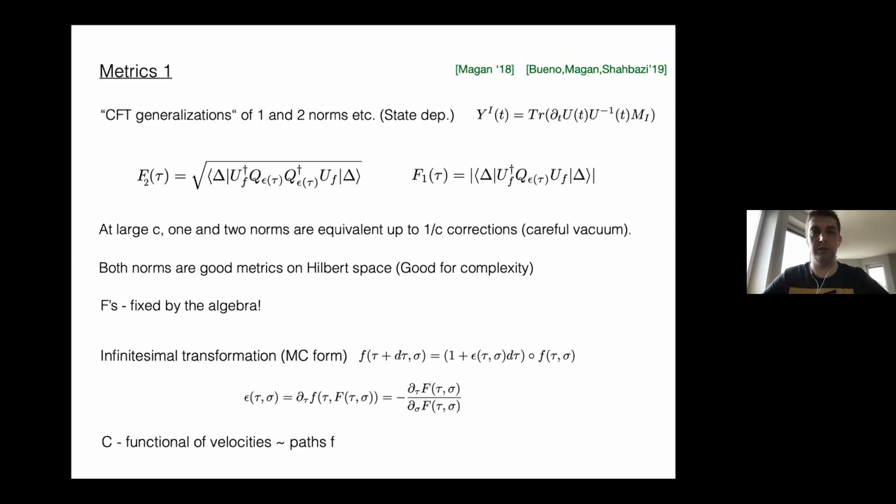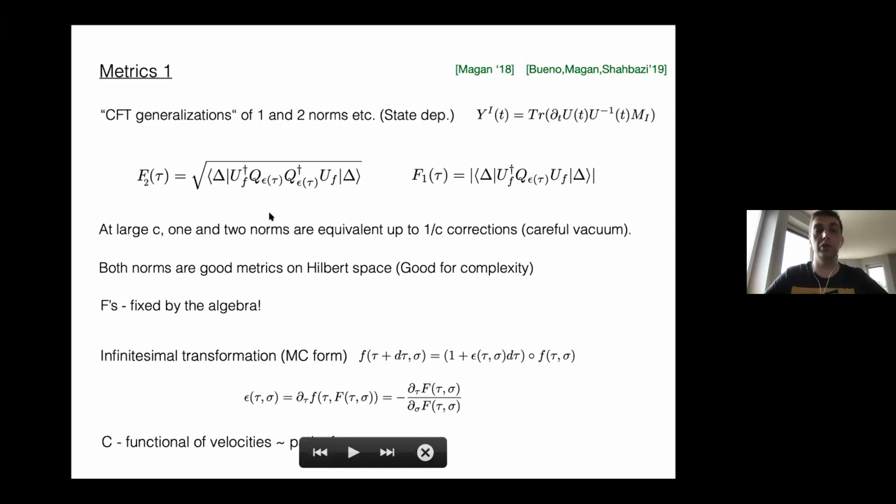Maybe I don't have more time to talk about them, except that they are good norms on the Hilbert space. This is what they showed. They are completely fixed by the algebra. So you can see that if these are expressed in terms of energy momentum tensors, we can just express them in terms of the algebra. But at large central charge, they are equivalent. So as you know, at least for these non-trivial states where one-point functions are non-trivial, the correlations of stress tensors factorize into products of one-point functions, and these two norms are equivalent.